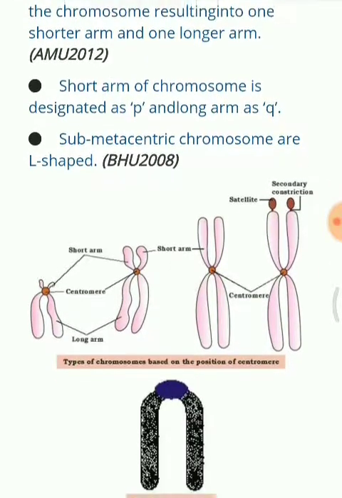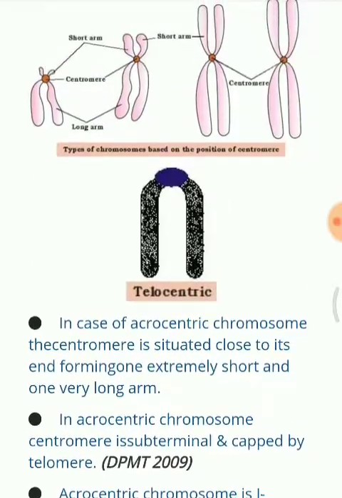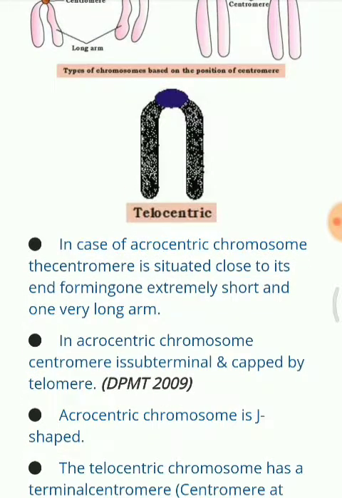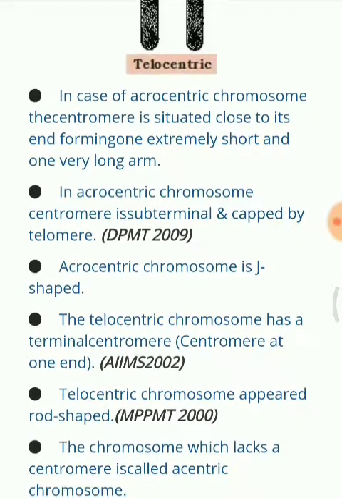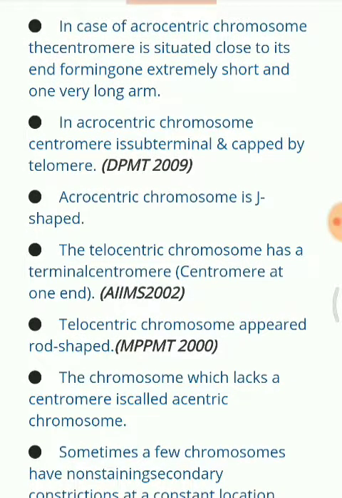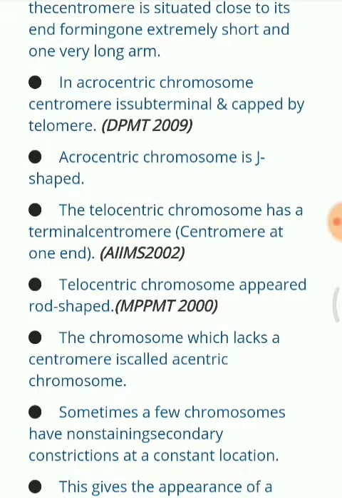Submetacentric chromosomes are L-shaped. In the case of an acrocentric chromosome, the centromere is situated close to its end, forming one extremely short and one very long arm. In acrocentric chromosomes, the centromere is subterminal. Acrocentric chromosome is J-shaped. The telocentric chromosome has a terminal centromere at one end, capped by a telomere. Telocentric chromosomes appear rod-shaped. The chromosome which lacks a centromere is called an acentric chromosome.